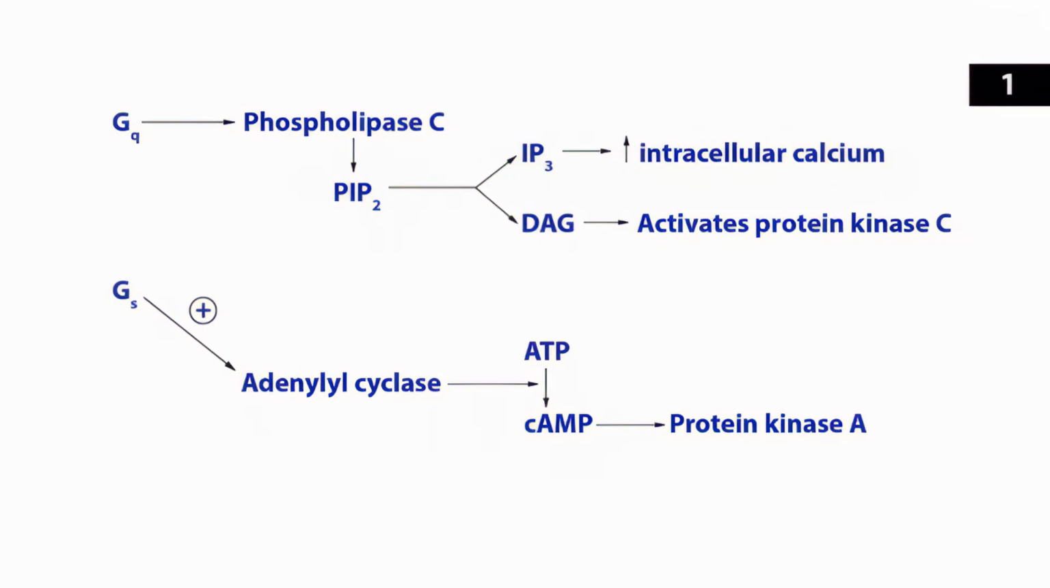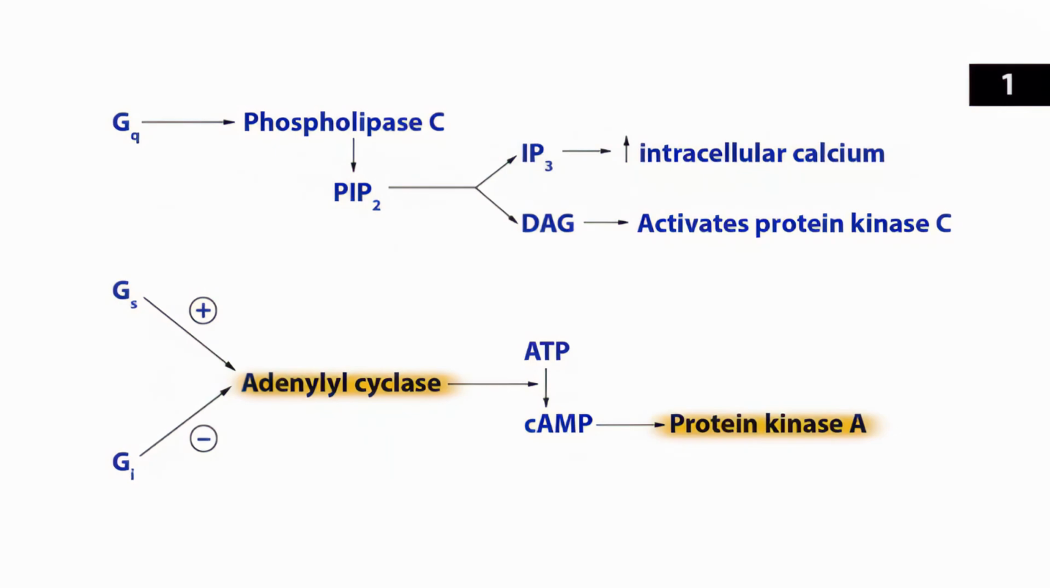Then there's the Gs protein, which stimulates adenylyl cyclase, and then adenylyl cyclase converts ATP into cyclic AMP, which activates protein kinase A. And the third one is the Gi protein, which inhibits adenylyl cyclase, and that decreases cyclic AMP production and decreases protein kinase A activity.